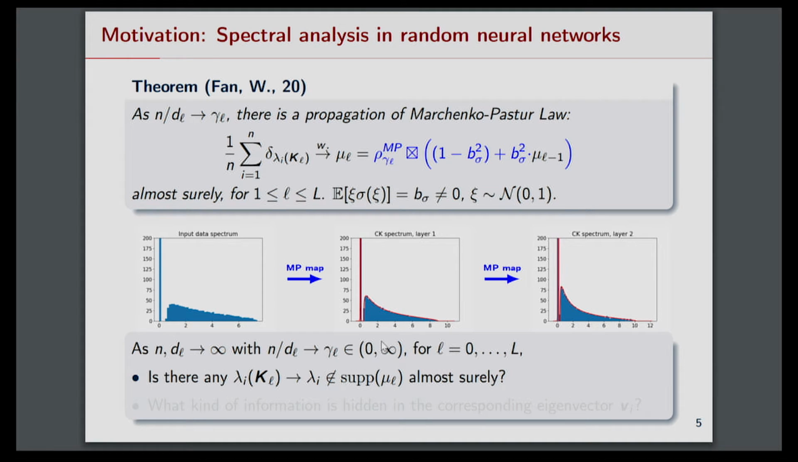But the question we are interested in in this talk is not this spectral distribution, since it only gives you a global description of all the eigenvalues. We need to know something more. For instance, we want to know if there is any eigenvalue outside the support of this limiting spectral distribution, and whether there is any hidden information corresponding to this outer eigenvector. So we want to analyze the specific eigenvalues and eigenvectors.